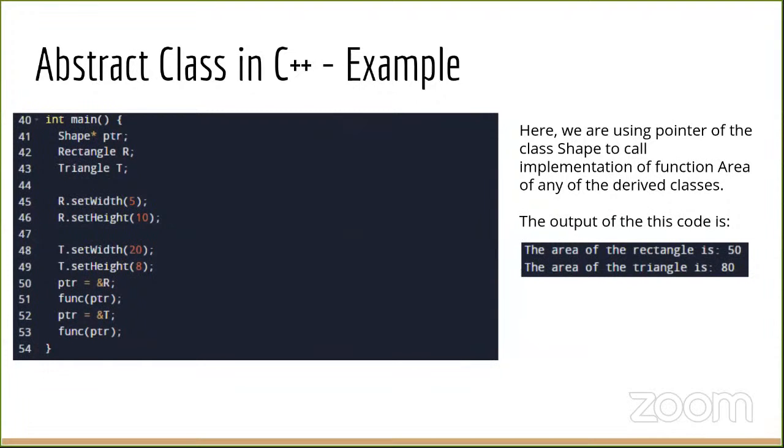So we are declaring a pointer of the class shape. We are creating two objects of class rectangle and triangle, and we are using the setter functions to set the width and height of the rectangle and triangle. Now we are using the pointer of the base class to call the area function of the derived class rectangle, and similarly we are using the pointer to call the area function of the derived class triangle. So when we call these functions using the pointer of the base class, we can call the derived class function, and the output of the code will be: the area of rectangle is 50 and the area of triangle is 80. So this is where abstract classes are used in C++.